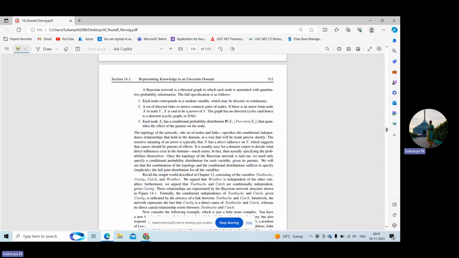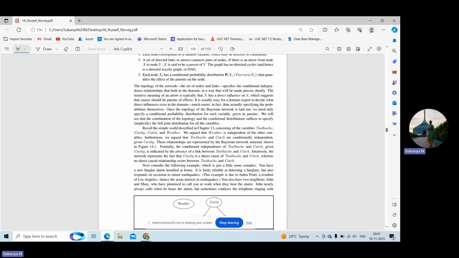Right. So what about this weather? Weather is an independent node which is not dependent on the cavity. Right. So in this graph they are saying it. These four are the variables where the weather is independent of the other three variables, and this cavity is the direct cause for the toothache and the catch. But between the toothache and the catch there is an absence of a link.